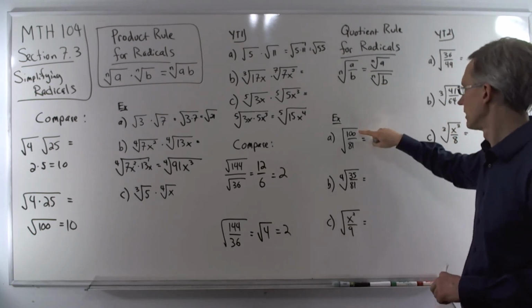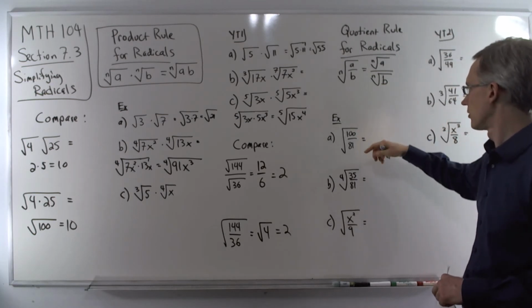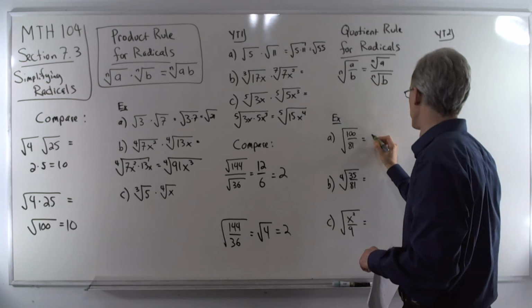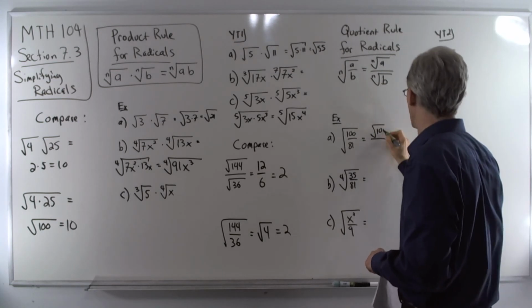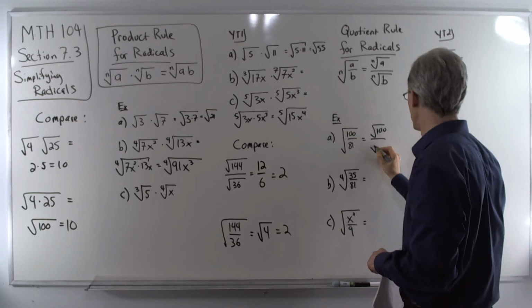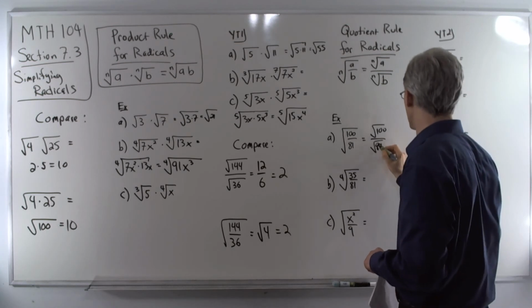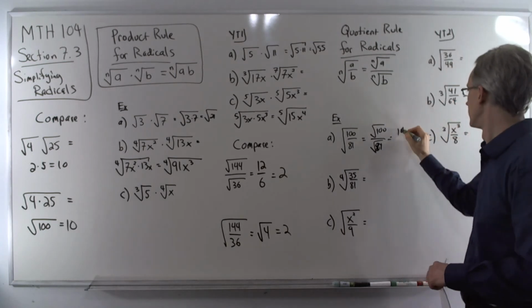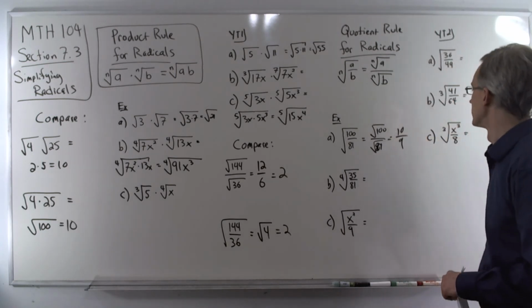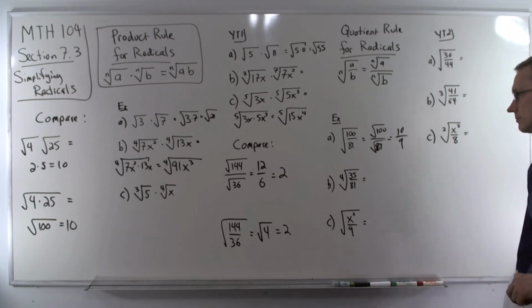We can't divide 100 divided by 81 and get a whole number, so let's split it up. So that gives us the square root of 100 divided by the square root of 81. Square root of 100 is 10. Square root of 81 is 9. So that gives us 10 ninths.